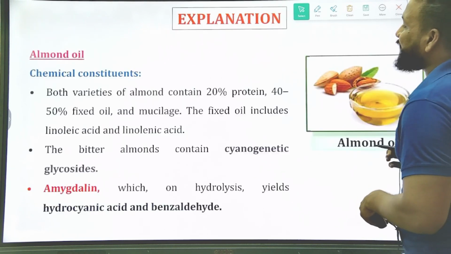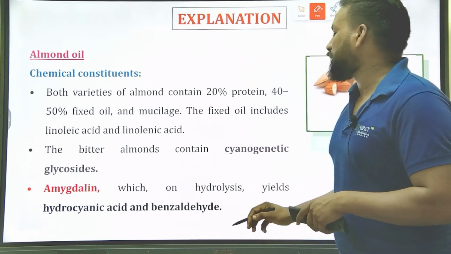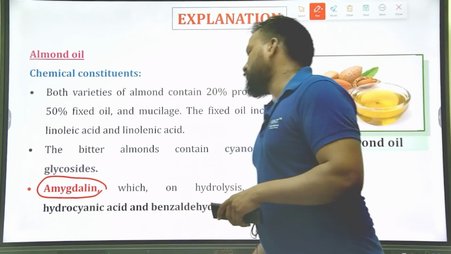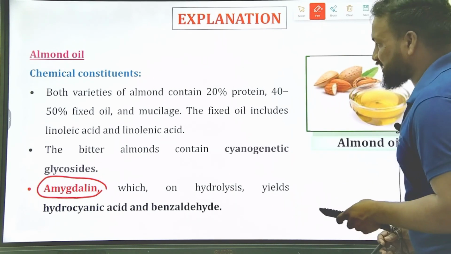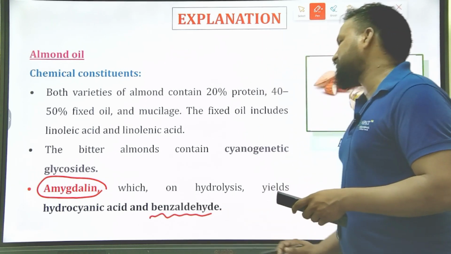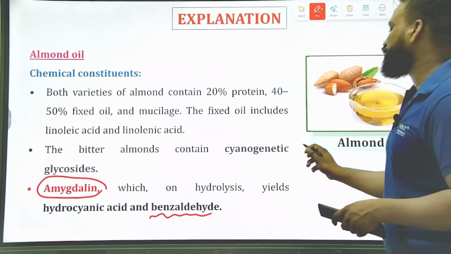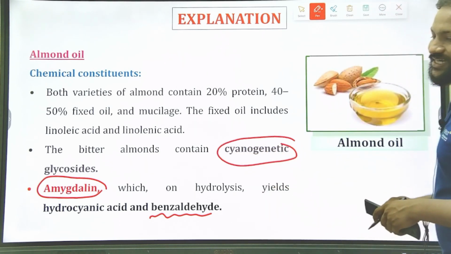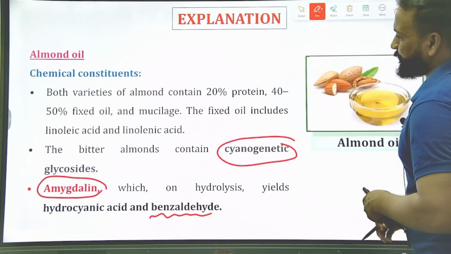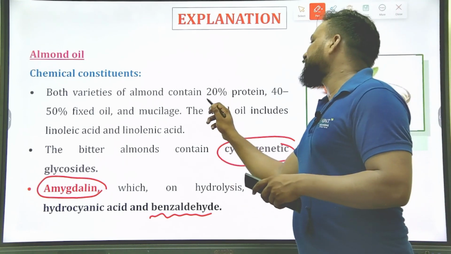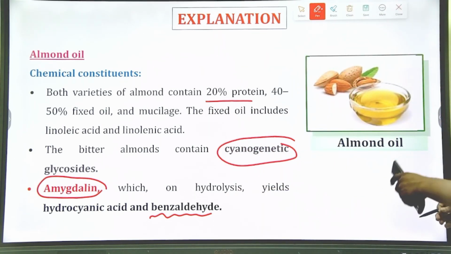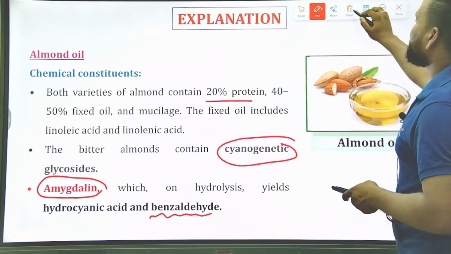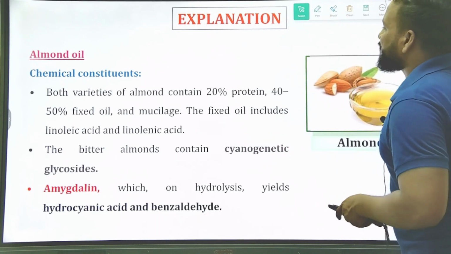Option D is correct, amygdalin. Amygdalin is responsible for producing hydrocyanic acid as well as benzaldehyde. It belongs to the classification of cyanogenetic glycosides. Apart from that, it also contains 20% protein and 40 to 50% fixed oils and mucilage. And it has one bitter principle called amygdalin. Clear? Let us move to the next question.